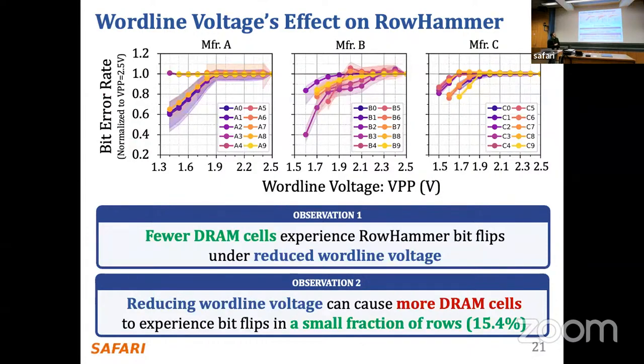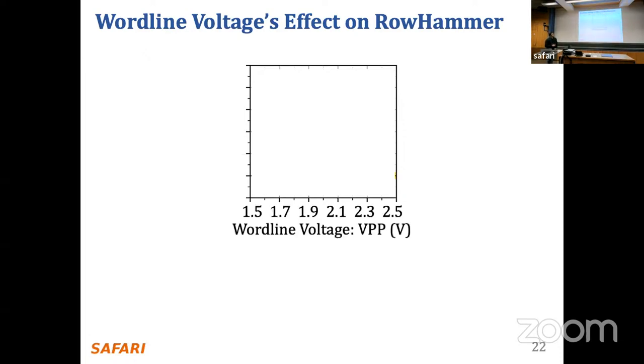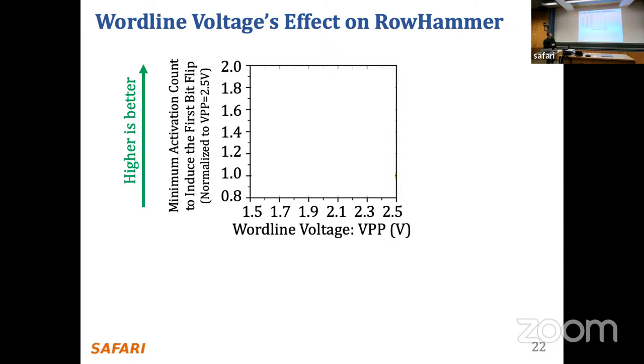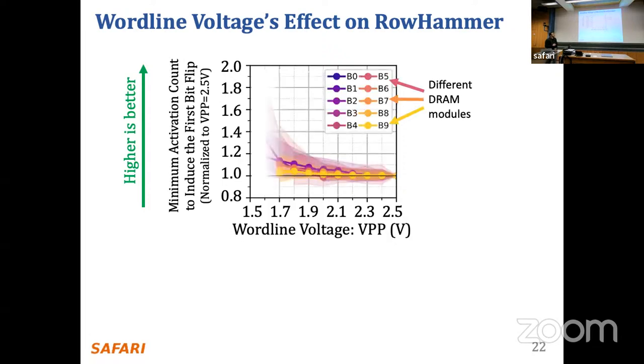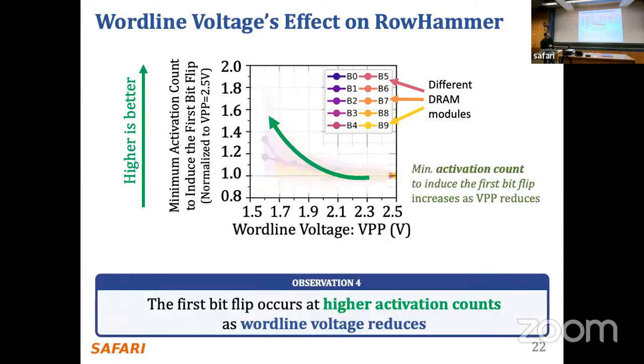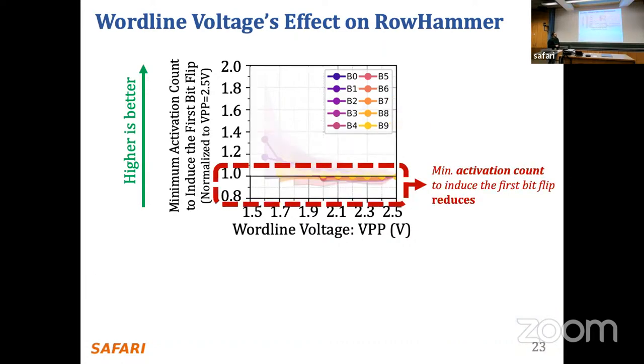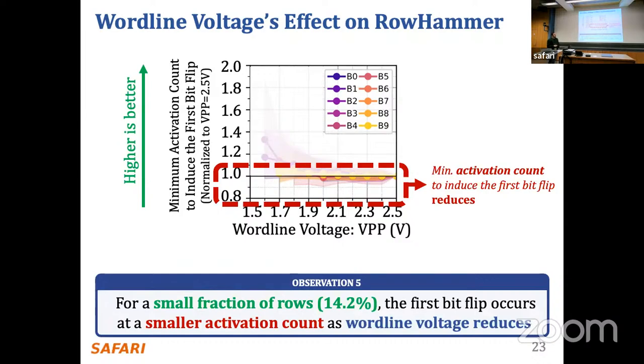When we look at DRAM modules from different manufacturers, we see the same trend across all of them. Let's look at the wordline voltage again on the x-axis and the minimum activation count to induce the first bit flip, or the RowHammer threshold, on the y-axis. As this value gets lower, it's easier to perform a RowHammer attack. So in this case, higher is better, and higher is less vulnerable. Again, different curves and colors represent different DRAM modules, and the shades show the variation across DRAM rows. As a general trend, when we reduce the wordline voltage, this RowHammer threshold increases, meaning that RowHammer vulnerability reduces. Again, we see values lower than 1.0, meaning that the minimum activation count to induce the first bit flip reduces in some cases. This also happens in a very small fraction of rows.